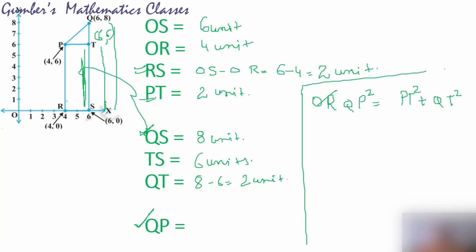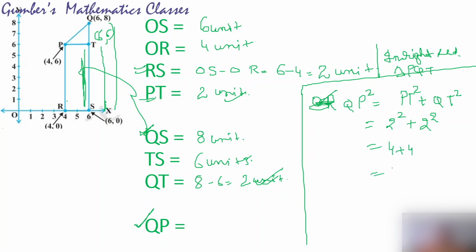We are considering right angle triangle PQT. PT is equal to 2 units, and QT is equal to 2 units. Here also 2 square. This is equal to 4 plus 4, which is equal to 8. QP is equal to under the root 8, which is equal to 2 root 2 units. This is the distance between point P and Q, that is 2 root 2 units.